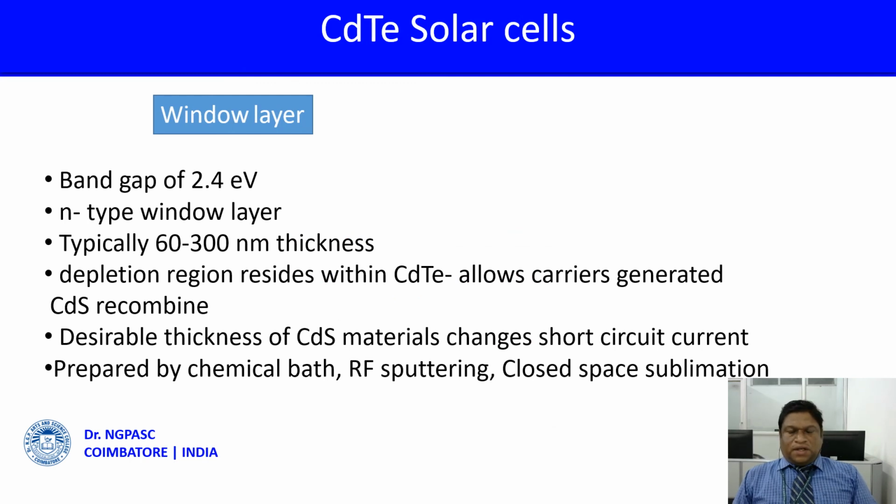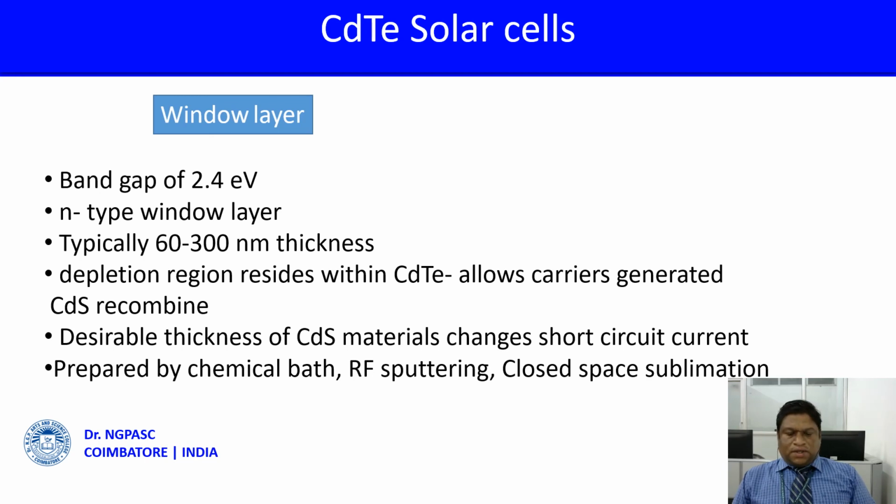And there are a few additional layers, the functional layers that we have seen already in the first slide, the structure of cadmium telluride solar cells. So one important layer is the window layer. The window layer here is cadmium sulfide. So cadmium sulfide material is used as a window layer, and the band gap of 2.4 electron volts that we have seen in the first slide itself, the comparison graph. So this is an N-type window layer, which means that cadmium telluride is acting as a P-type layer, and this CdS is acting as an N-type layer. And typically the thickness will be 60 to 300 nanometers, and there will be a depletion region residing within the cadmium telluride, plus carriers will generate, and the CdS to recombine.